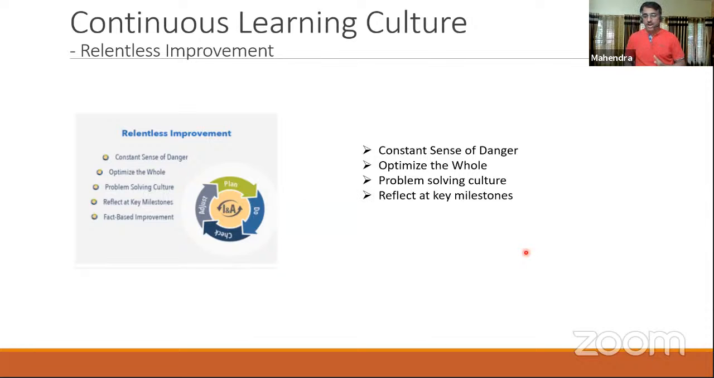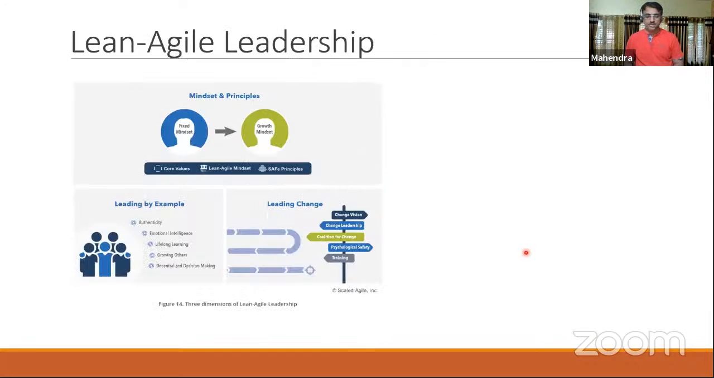And do have milestones. In one of the later modules, we talk a bit more about the milestones. So have key milestones and reflect on them, and have fact based improvements rather than going on gut feel.